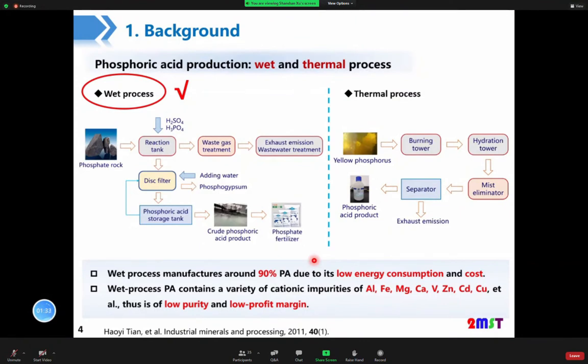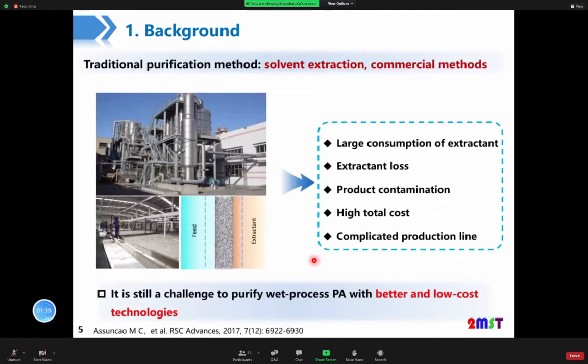The traditional purification method of phosphoric acid is solvent extraction technology, but it has shortcomings of large consumption of extractant, loss, product contamination, high total cost, and complicated production line. It is still a challenge to purify wet process phosphoric acid with better and low-cost technologies.